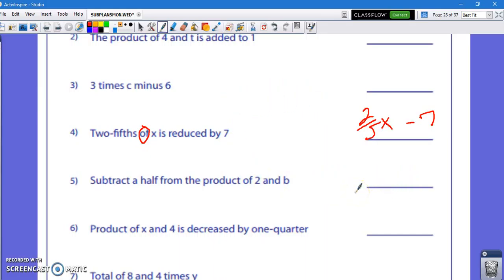Your next one says subtract a half from the product of 2 and b. Product means multiply. So the product of 2 and b, and we're going to subtract a half, which also means 1/2. So it should look like this.